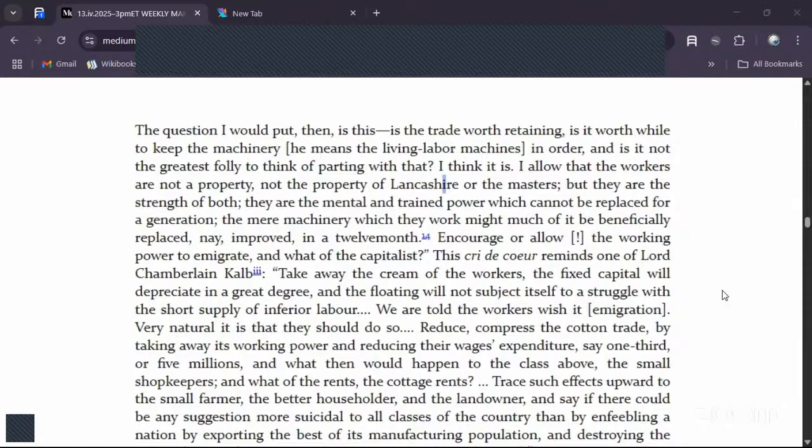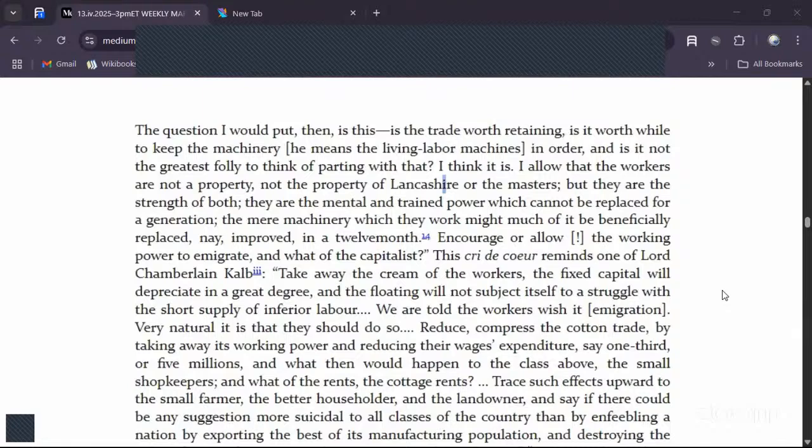Encourage or allow the working power to emigrate, and what of the capitalists? This cri de coeur reminds one of Lord Chamberlain Call. Quote, take away the cream of the workers, the fixed capital will depreciate in a great degree, and the floating will not subject itself to a struggle with a short supply of inferior labor.